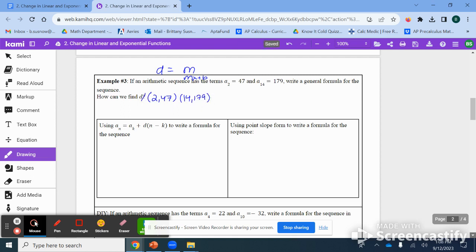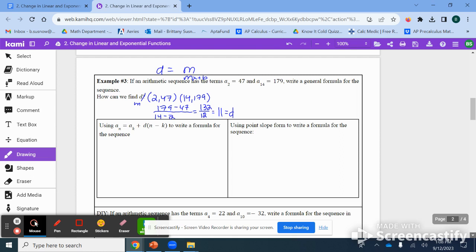So our D, aka our M, is y2 minus y1 over x2 minus x1. 179 minus 47 over 14 minus 2. You get 132 divided by 12, which is 11. So that's our D, or our M. They wanted us to find it as D. That's our D. Okay, that's part one. We found the D. Now we need to find the formula for the sequence.